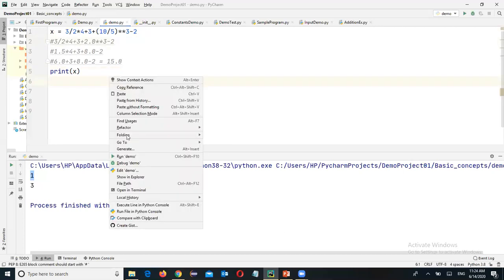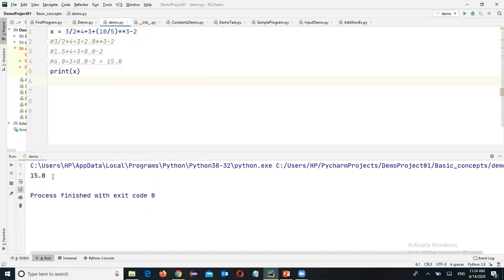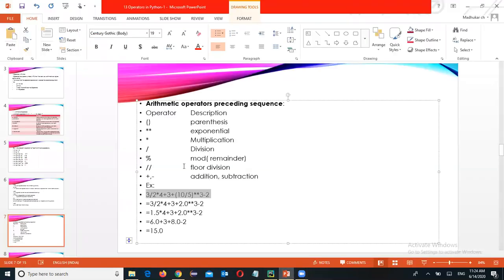Like this we are going to get. So the operator with first priority is bracket, then exponent, then multiplication, division, percentage, like this it is going to give.